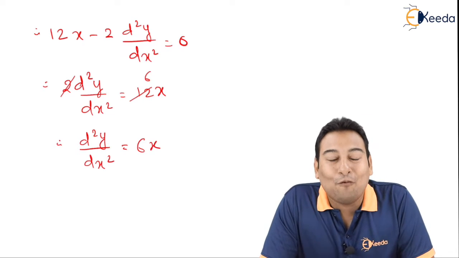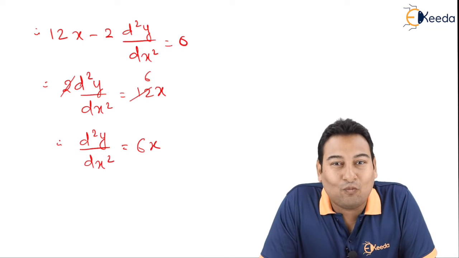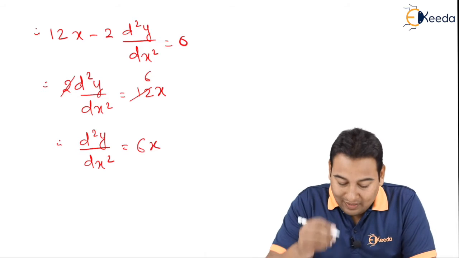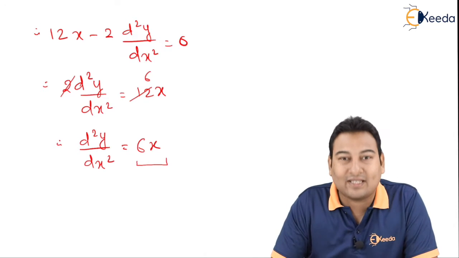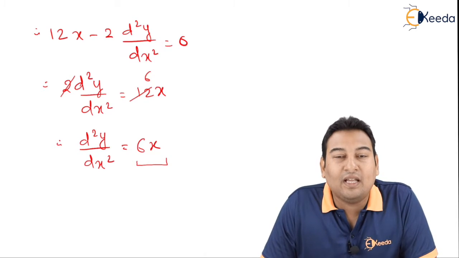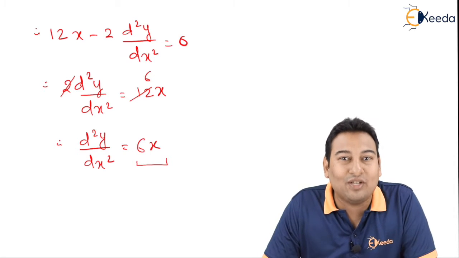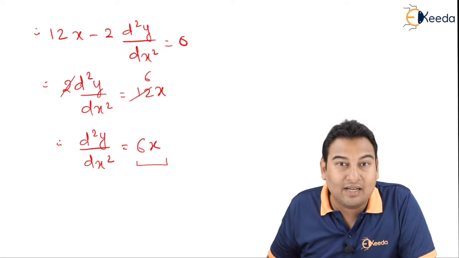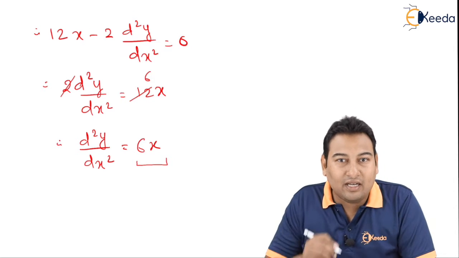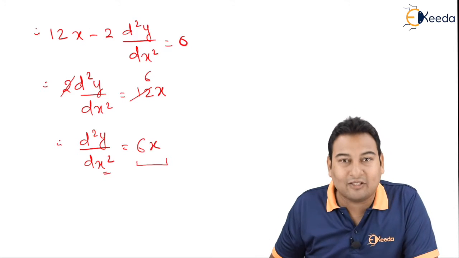Now friends, we want to get the value of y. What needs to be done? On the right hand side, we do have only x. Therefore, we need to integrate. If it would be x and y, then it would be variable separable. We need to integrate, and since it is a double derivative, we need to integrate twice with respect to x.